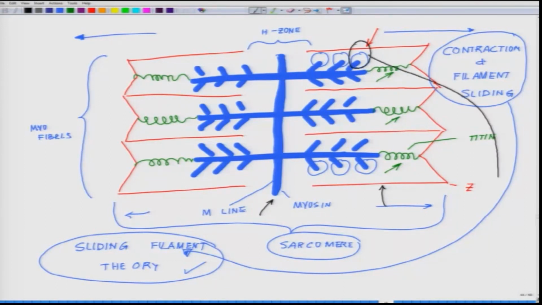The interaction between actin and myosin filaments and generation of something which is termed as power stroke. Okay. So, we are into week 3 and this is the final lecture, the lecture 5 of week 3. So, in terms of the organizational level, this is where we are.